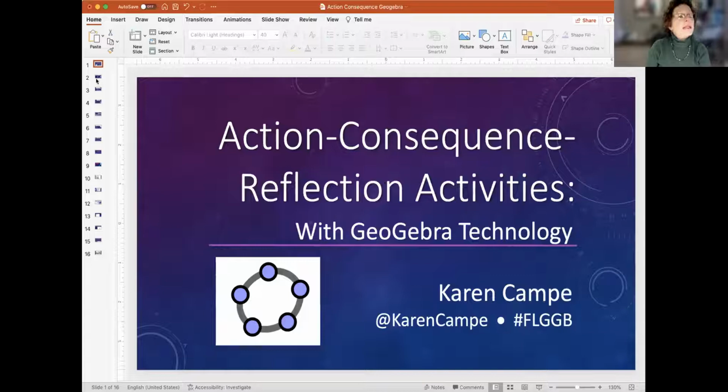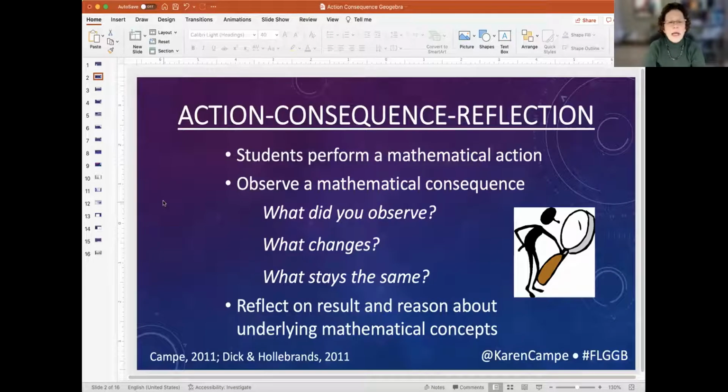So let's get going. What is the action consequence reflection cycle? Action consequence reflection has students performing a mathematical action. They then observe a mathematical consequence. We ask questions. What did you observe? What changes? What stays the same? And we ask students to reflect on the result and reason about the underlying mathematical concepts.